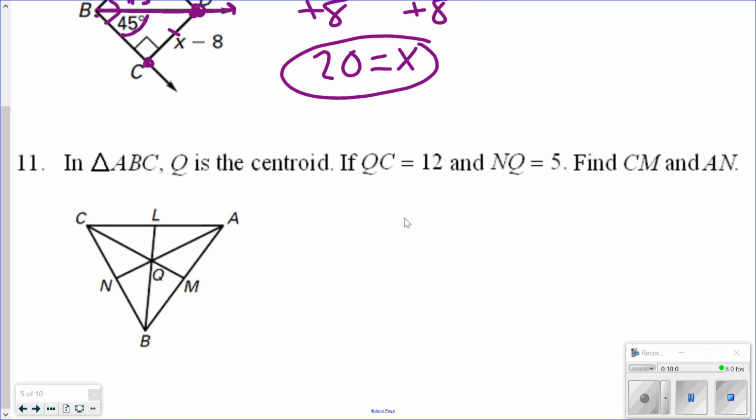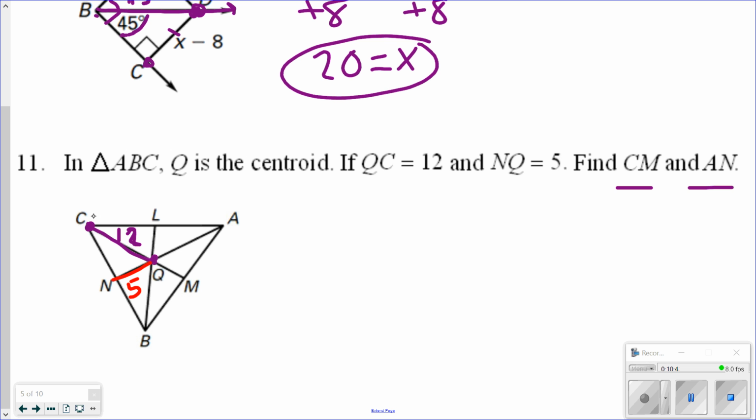Triangle ABC, Q is the centroid. If QC is equal to 12 and NQ is equal to 5, find CM and AN. So let's mark what we know here. QC is equal to 12. And we know that NQ, which is right here, is equal to 5.